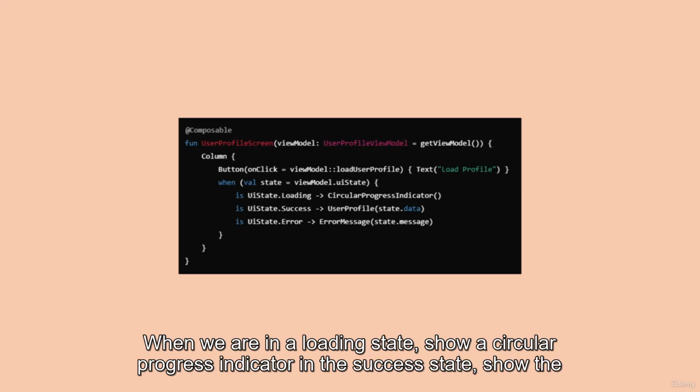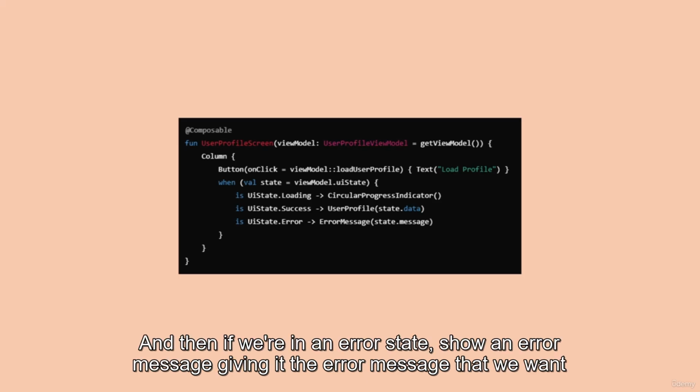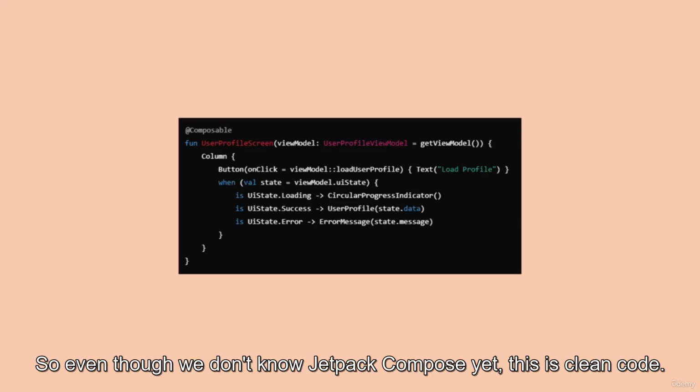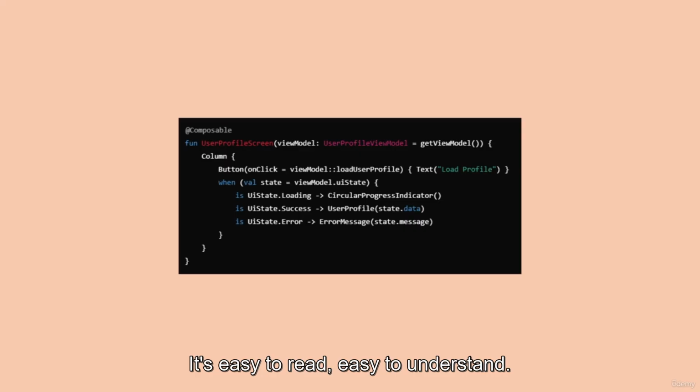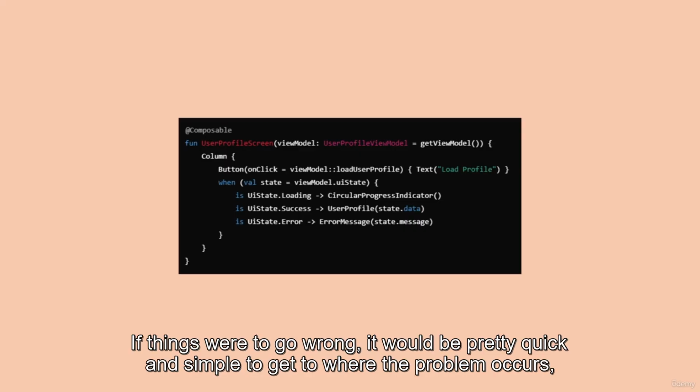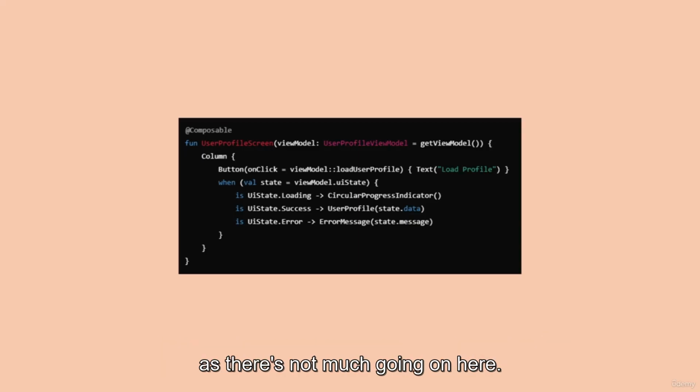When we are in a loading state, show a circular progress indicator. In the success state, show the user profile and give it the data. And then if we're in an error state, show an error message, giving it the error message that we want to display. So even though we don't know Jetpack Compose yet, this is clean code. It's easy to read, easy to understand. If things were to go wrong, it would be pretty quick and simple to get to where the problem occurs, as there's not much going on here.